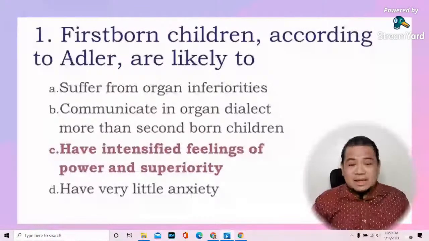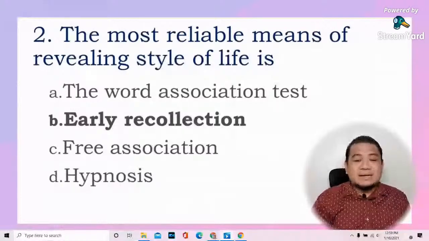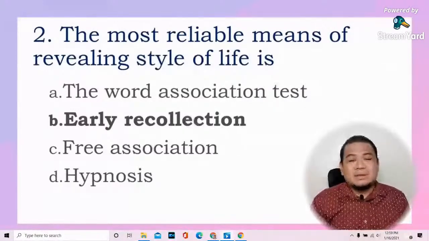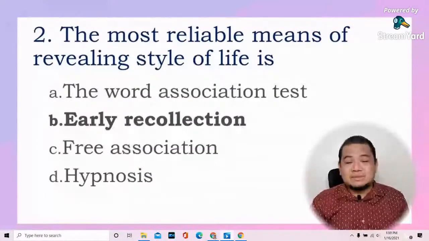Number 2, the most reliable means of revealing style of life is. The answer? Letter B, early recollection. Adlerian therapy uses birth order, early recollection, and dreams to foster courage, self-esteem, and social interest.